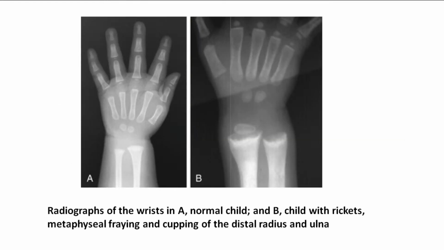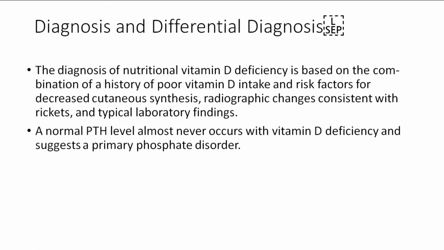Radiographs of the wrist: in A, a normal child, and in B, a child with rickets, showing metaphyseal fraying and cupping of the distal radius and ulna, as well as soft tissue deformation. And why do we see this at the wrist? Because of rickets, because of metaphyseal fraying and cupping of the distal radius and ulna.